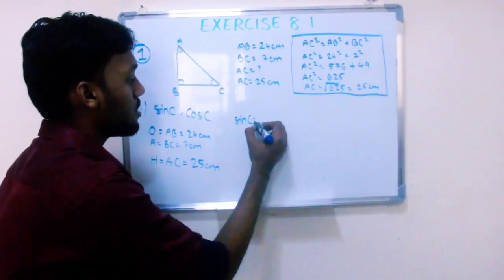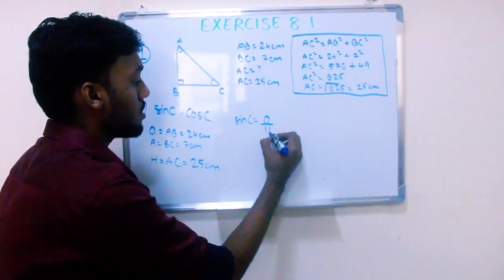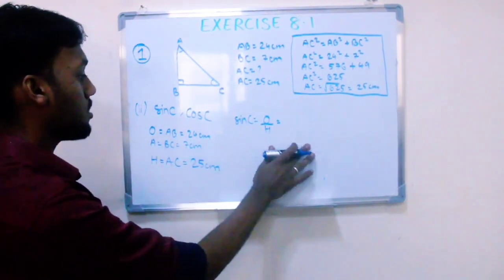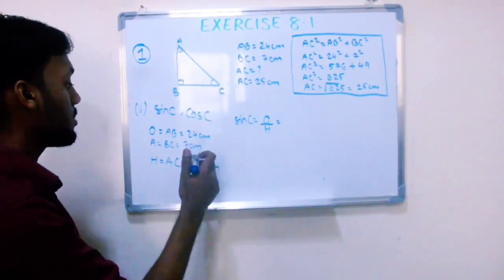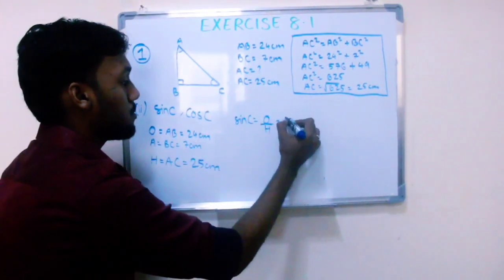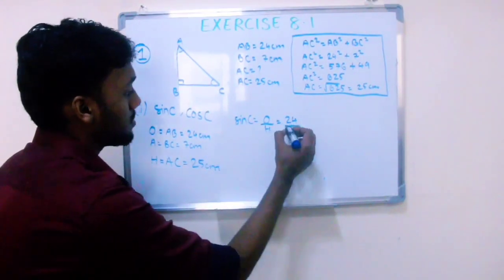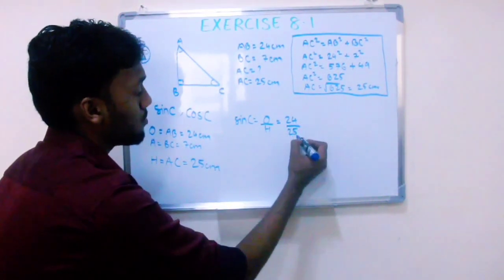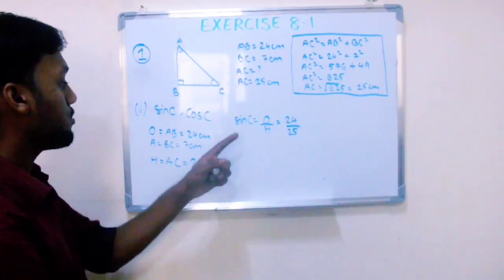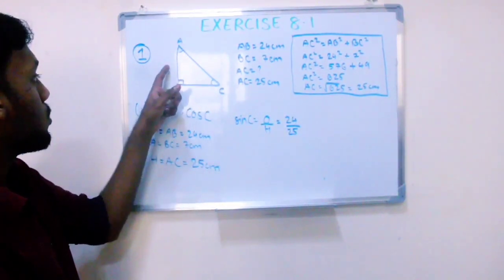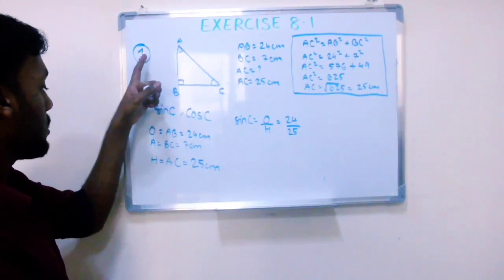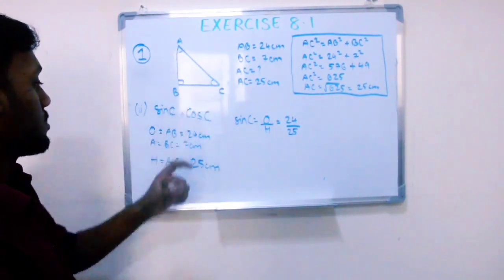Sine function is O by H, right? So what is O here? We have already calculated everything. O is 24 centimeter and H is 25. So we'll write it here, 25. Sin C is 24 by 25, O by H. Okay, AB by AC, O by H.